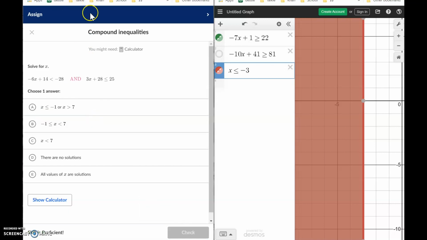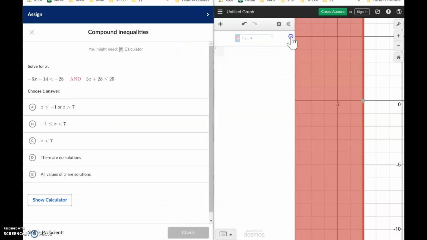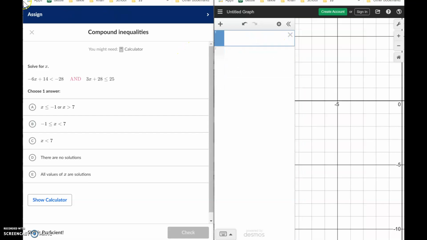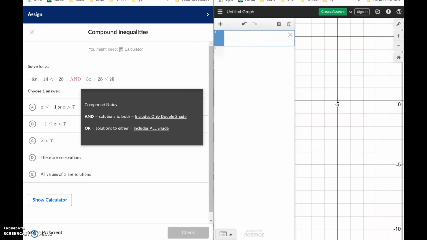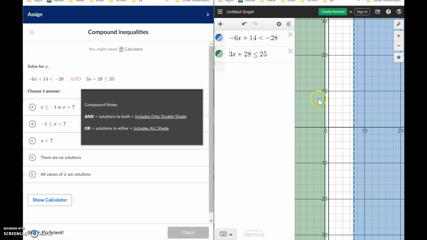About 90 seconds to do that first example. Let's see if we can get these next 4 examples done quickly. Here we have an and. Go ahead and get those notes up. So we're trying to match up the double shade. The first step is to type them both in. So I've got them both typed in. And is solutions to both, which would be only the double shaded area.